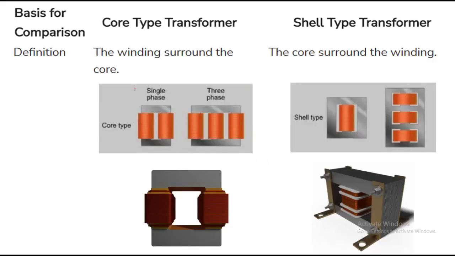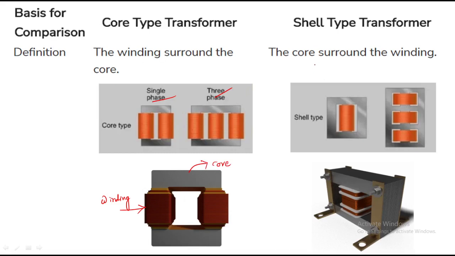So coming to other differences, the windings surround the core. Means here the core is surrounded by this winding. This is the winding. Here the core is surrounded by the winding. This is single phase and this is three phase. See, this is the winding, right? This is the core. Here the core is surrounded by the winding. Simply, the winding surrounds the core.